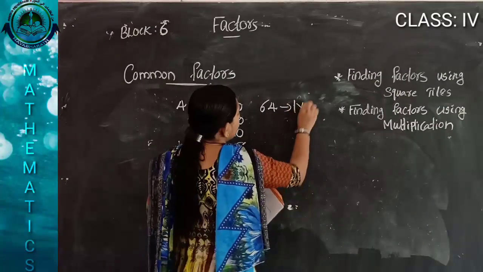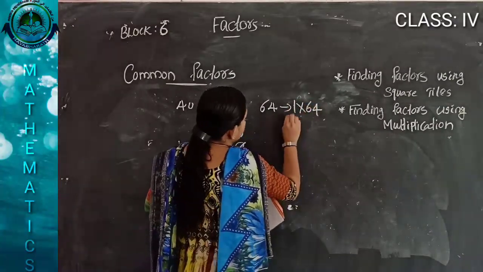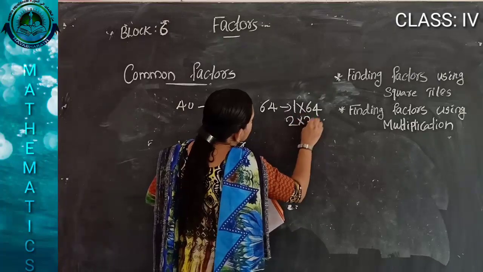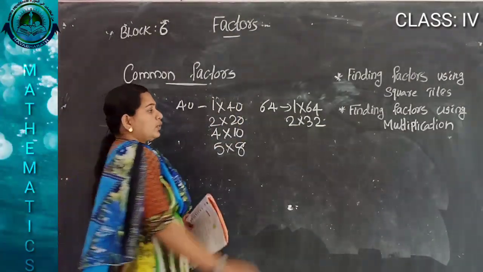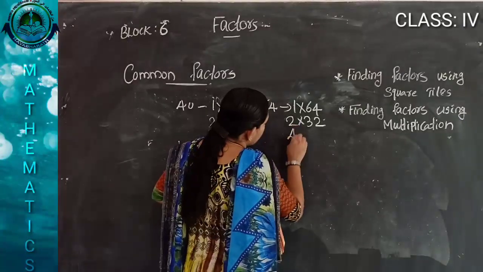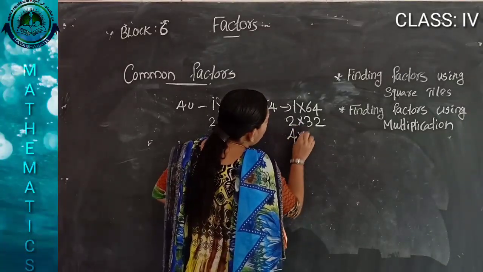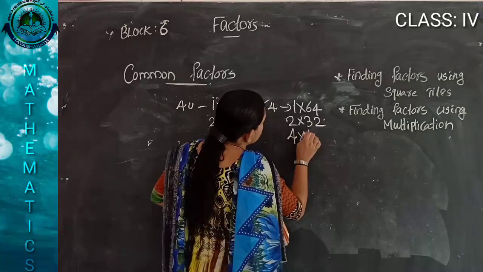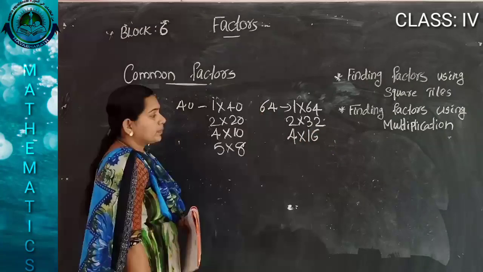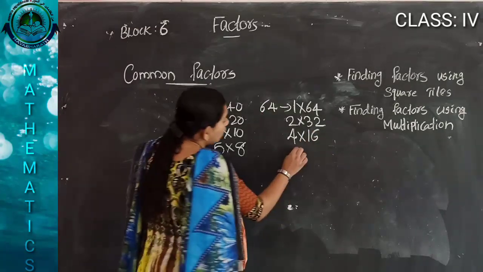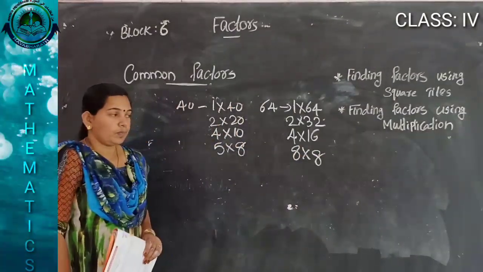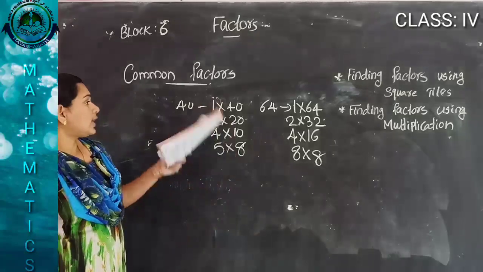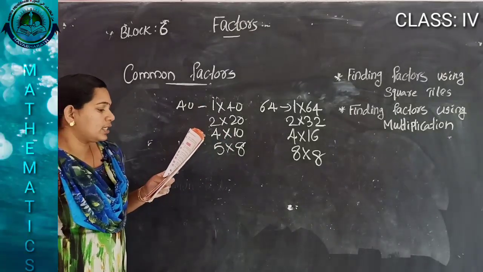Then 64. 1 into 64, 2 into 32, 4 into 16, 8 into 8. Very good. 8 into 8 is 64. So these are the factor pairs of 64.